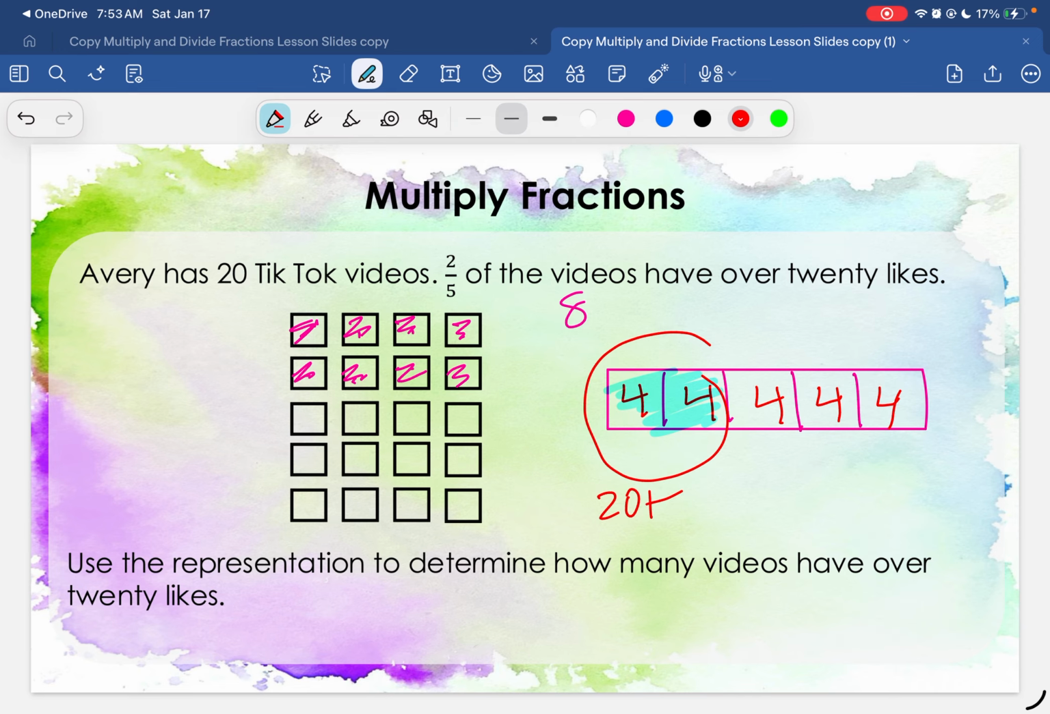And if you wanted to figure out the rest, 4 times 3 is 12. So 12 have less than 20 likes. But our actual answer is the 8. So you see 4 plus 4 is 8.